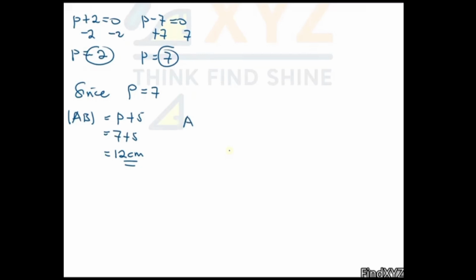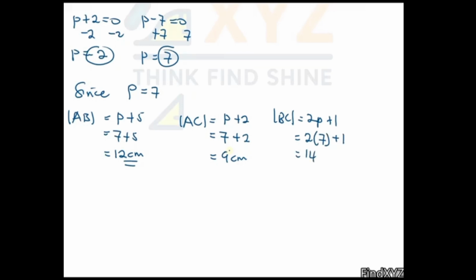Then what is the length of AC? The length of AC is p plus 2 centimeters. And what is the value of p? P is 7, plus 2. That will give us 9 centimeters. Then the last one, the length of BC is equal to 2p plus 1. And what is the value of p? P is 7. Then 2 times 7 will give us 14. 14 plus 1 will give us 15 centimeters. So the sides of this right angle triangle are 9, 12, 15.